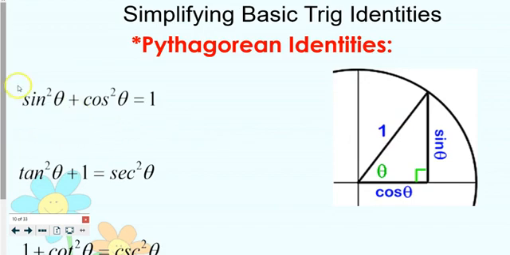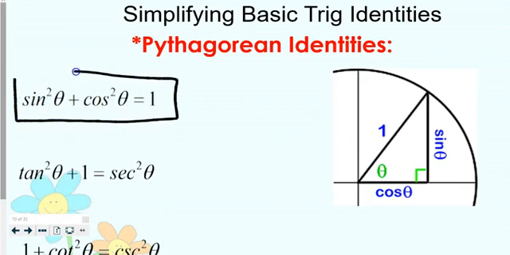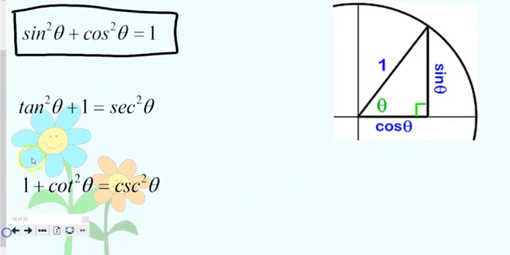And this one is super important for us. You definitely want to learn this one. Sine squared theta plus cosine squared theta equals 1. There's also two others that follow from that. We have tangent squared of theta plus 1 equals secant squared of theta. And we have 1 plus cotangent squared theta equals cosecant squared theta.